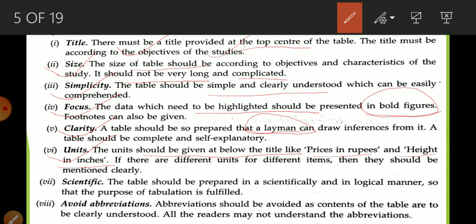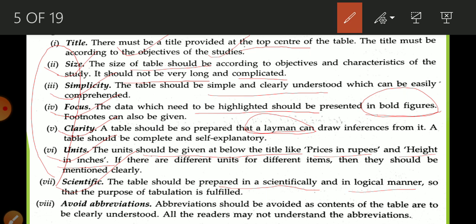Next is scientific. The table should be prepared in a scientific and logical manner. Only then is it going to fulfill all these qualities. Scientific means when anything is represented in a systematic way. So obviously you have to write all the information in a systematic way and in logical order. Then it is going to have all the above explained features.